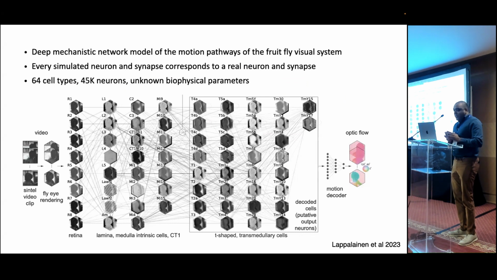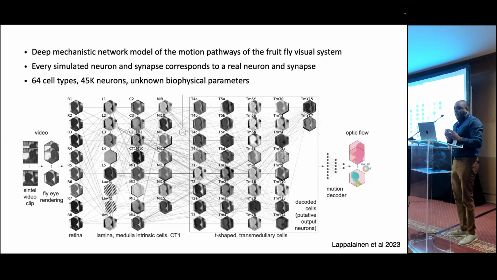Okay, so now that we have this, what we're trying to do is to marry these microscopic measurements with a macroscopic constraint of what the function of the circuit is. And so the way we phrase this is, whatever those parameters are that we don't know, they should be good for doing vision. And in particular, these are for the motion pathways, so they should be good for doing motion vision.